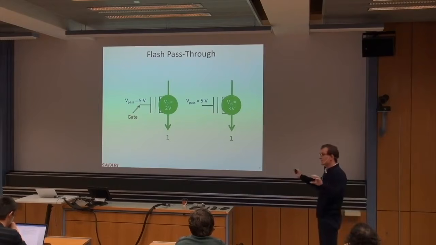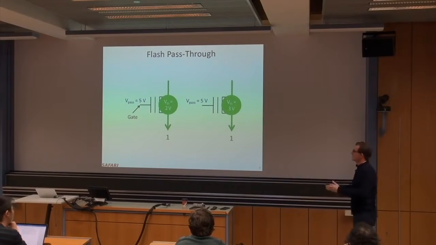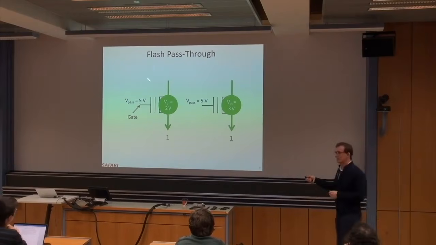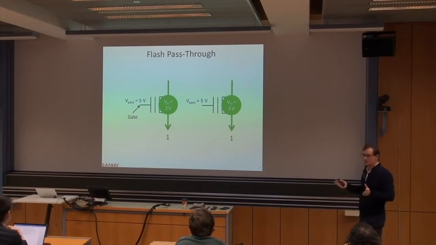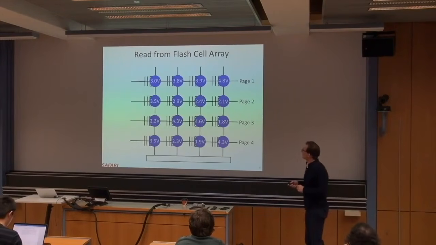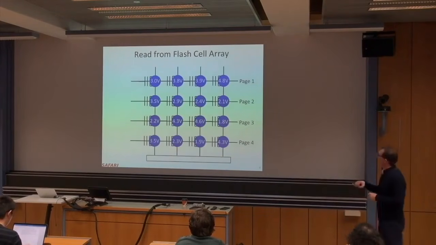That's how you ensure that some rows pass through the values that are coming through the bit lines. You apply a very high voltage. That's called the pass-through voltage. Make sense? Okay. So let's take a look at the read from a cell array with an example.